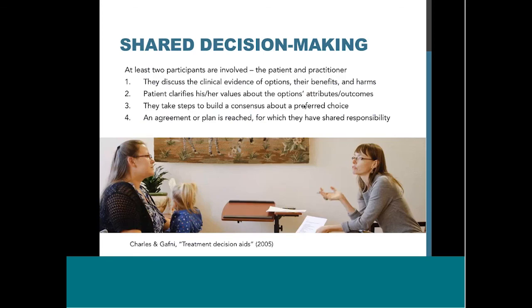In a shared decision-making encounter, at least 2 participants are involved, but usually there's more than just the patient and practitioner. Family, other members of the healthcare team may be involved. And there are 4 core steps. So first, there's a discussion of the clinical evidence of options and those benefits and harms of the options. The patient then goes through some steps to think about his or her values and about the options, attributes, and outcomes. And then together, the team takes steps to build consensus about a preferred choice or treatment plan. And together, they have a sense of shared responsibility for the treatment plan.